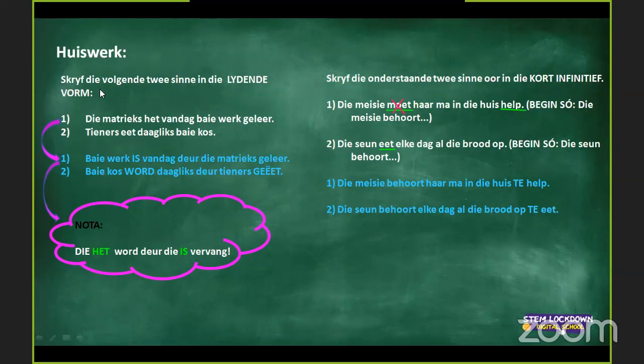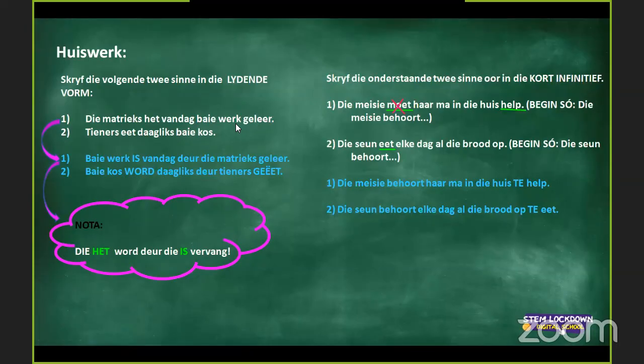Let's start with skryf die volgende 2 sinne in die leidende vorm. Goed, so die eerste sinnetjie was die matriek het vandag baie werk geleer. Okay, so step 1, I said divide your sentence into stompie yesterday. So die matriek is your subject, het, verb 1, vandag, time, baie werk is your object, en geleer is your verb 2. Nou moet ek hierdie sin vat en hom in die leidende vorm skryf.